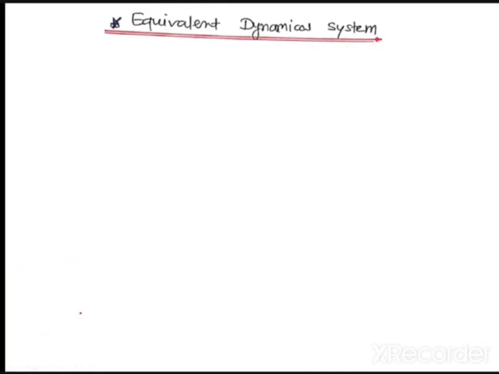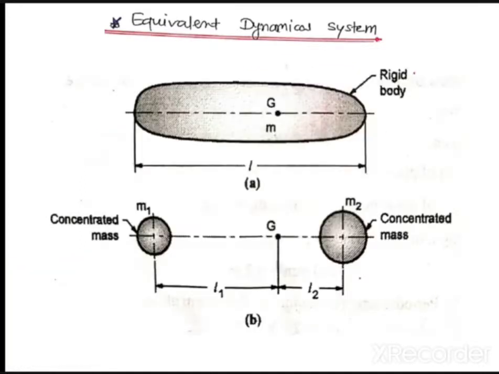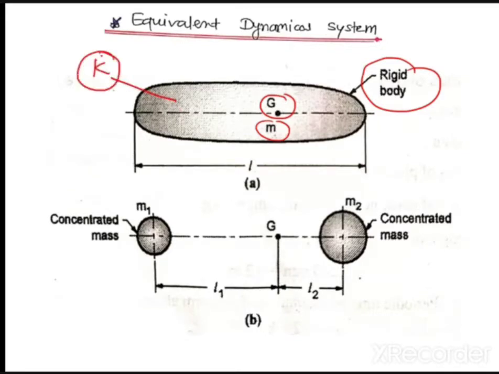Let me give you an example. Now let us say this is a rigid body, right? To do some analysis, we consider that the rigid body has a mass m. This is the center of gravity, right? And we say that k is the radius of gyration of this rigid body. Do you understand what the radius of gyration is? See what I am trying to do.